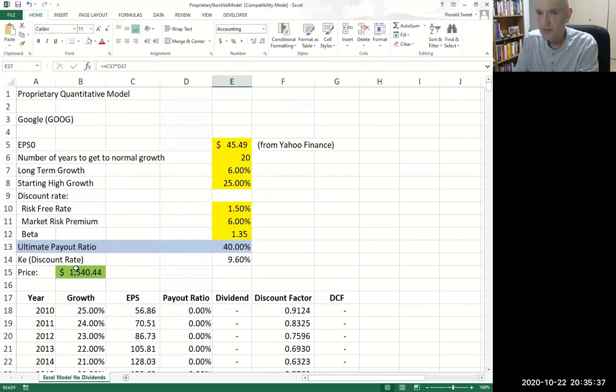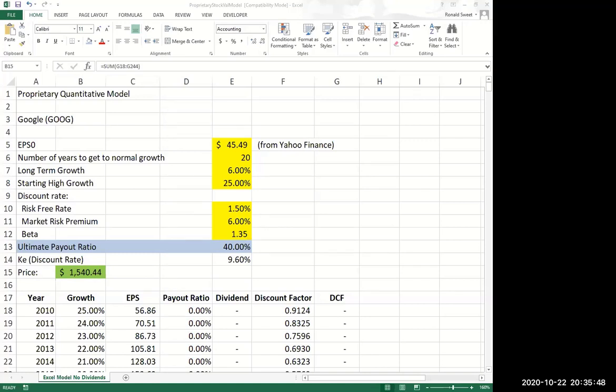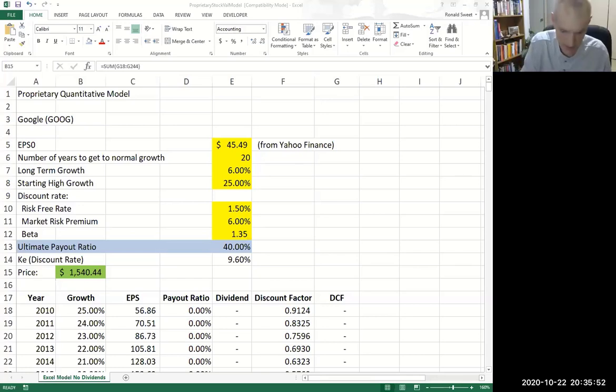And I just take the present value of that. I get a valuation of 1540. I don't have any clue what they're trading for today. Let me look real quick. 1490, I think. Yeah, I don't think they're quite up to.